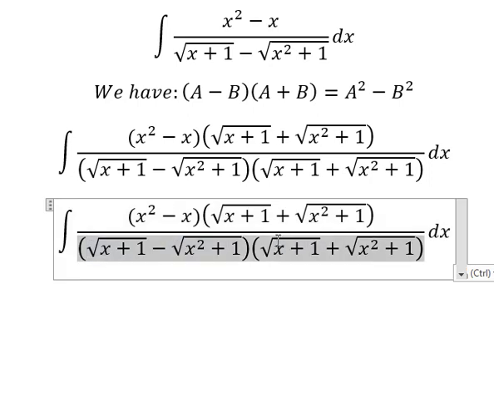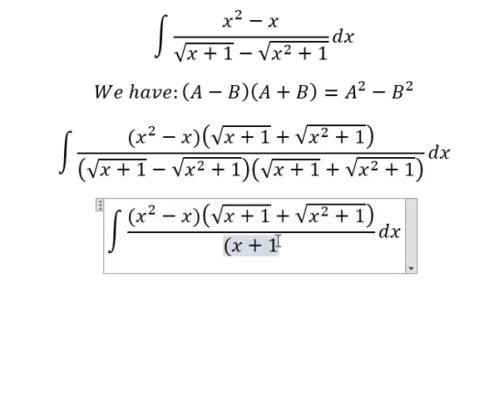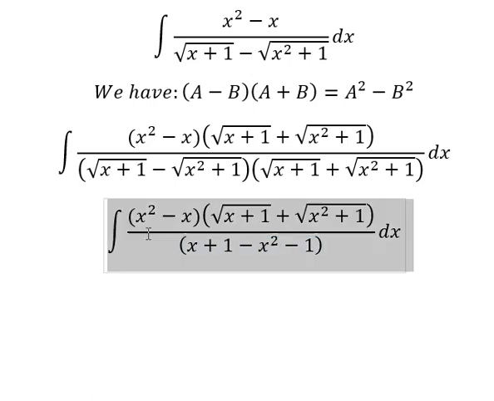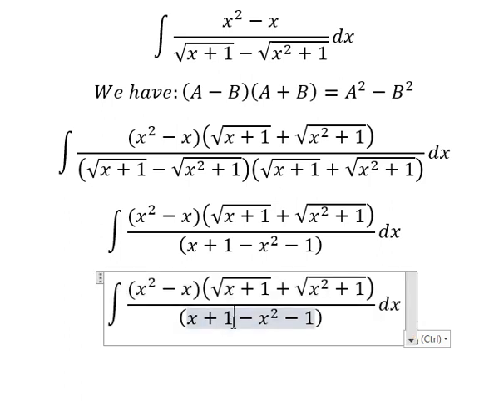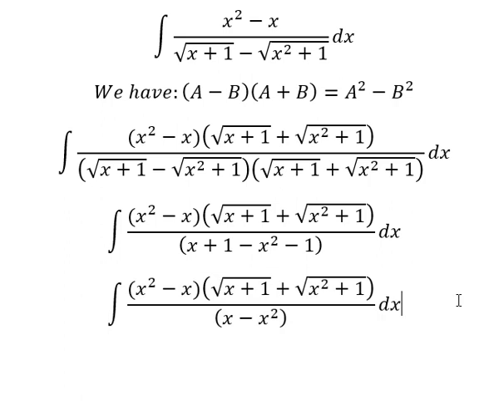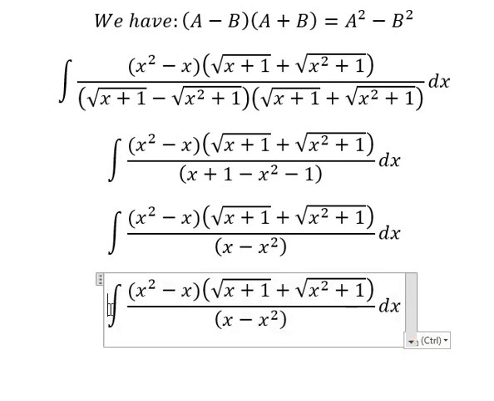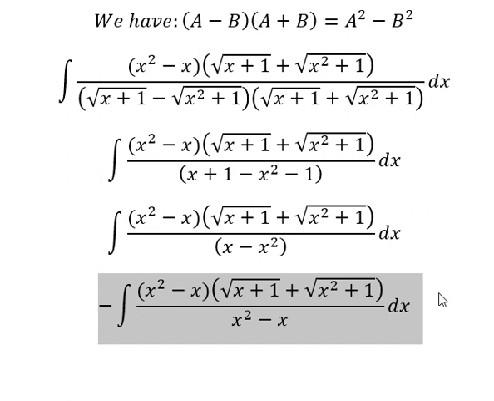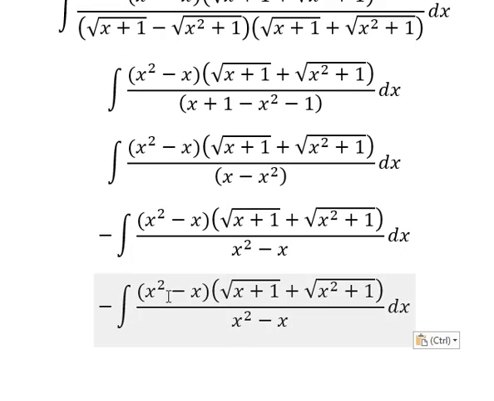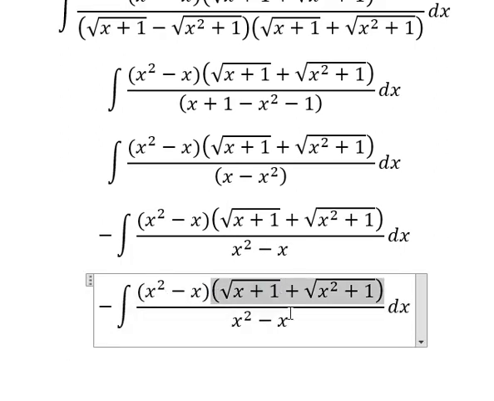Now this one we simplify and we have it like this. So 1 minus 1 we cancel. Next, we put the negative in here and here. So this one we have s squared minus s. And now we simplify it and we have it like this.